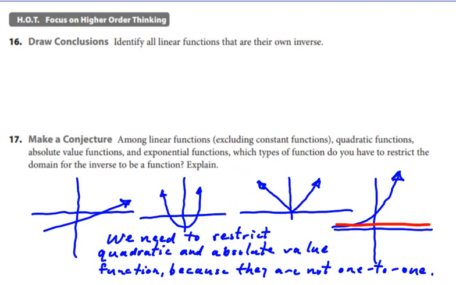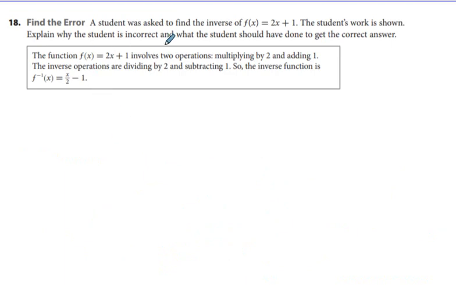And then I'll just turn to 18, find the error. So 18 is the find the error problem.